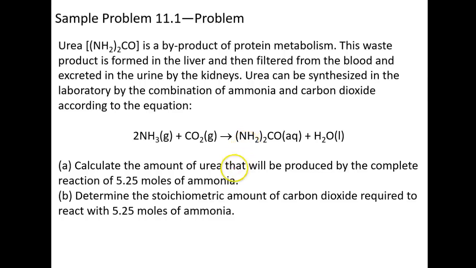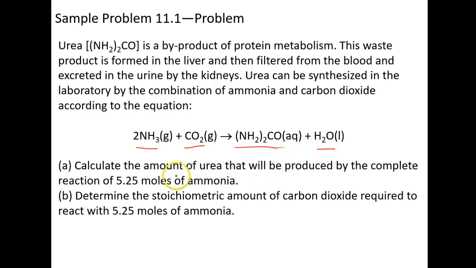All right, this equation talks about urea. Urea is kind of a waste product that comes from metabolizing our proteins. It takes ammonia and turns it into urea. So basically, here's a balanced equation: 2 moles of ammonia and 1 mole of carbon dioxide form 1 mole of urea and a mole of water.